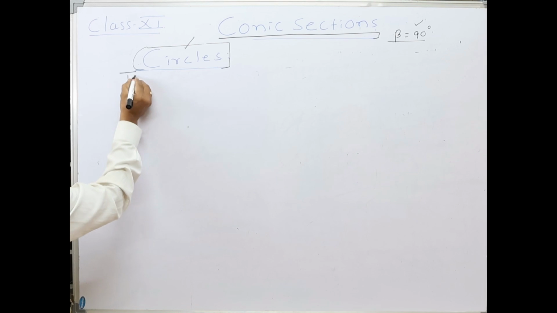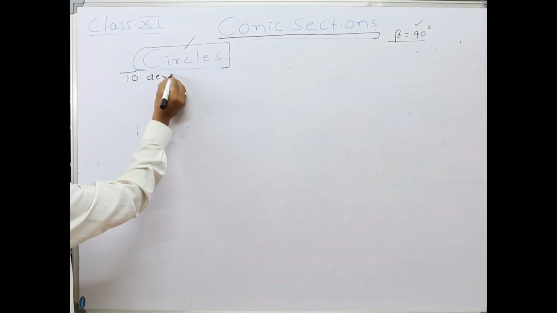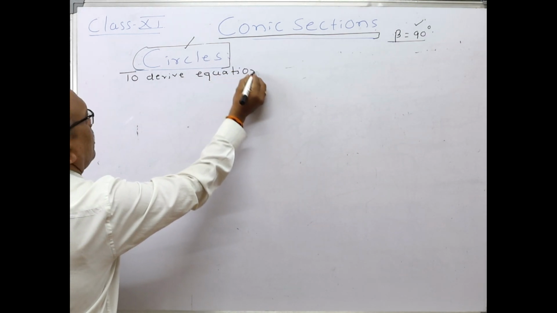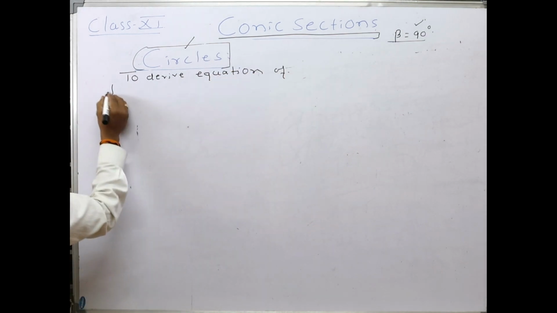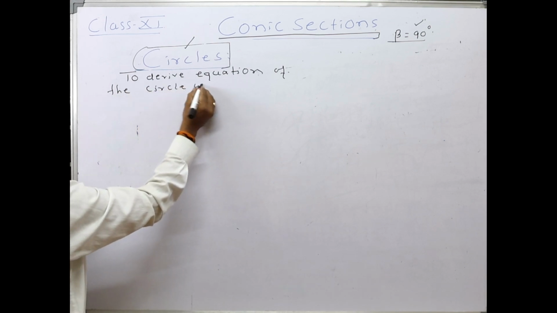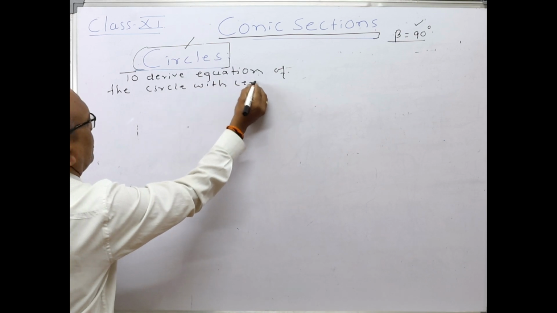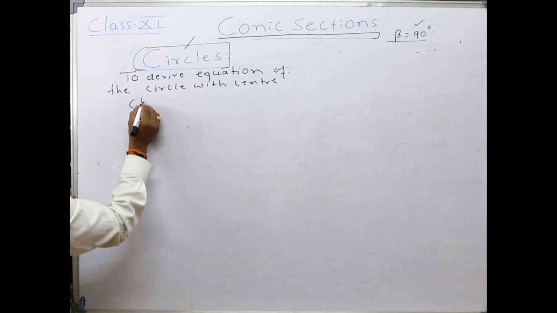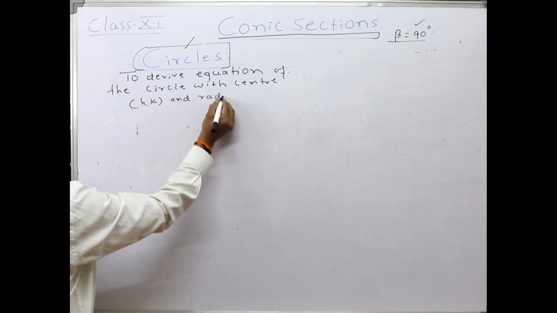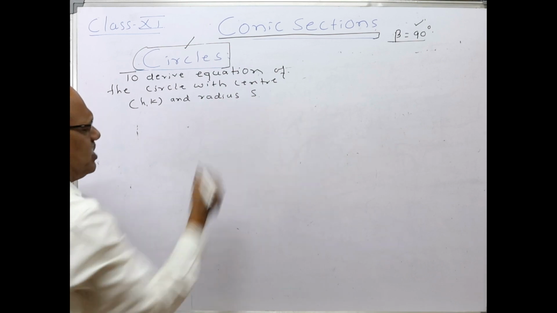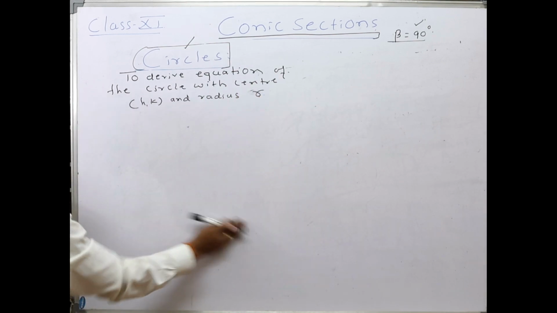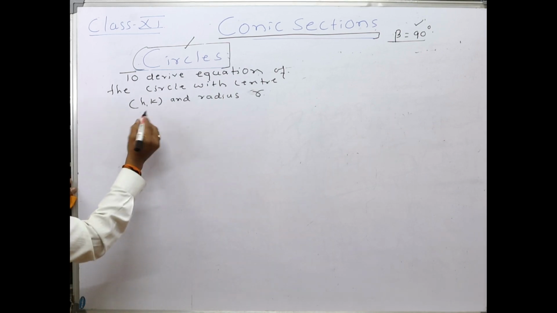Let us start the derivation of the equation of the circle with center (h, k) and radius r. That's a very simple equation. You can understand it very easily. For that, we will go to the Cartesian coordinate system.